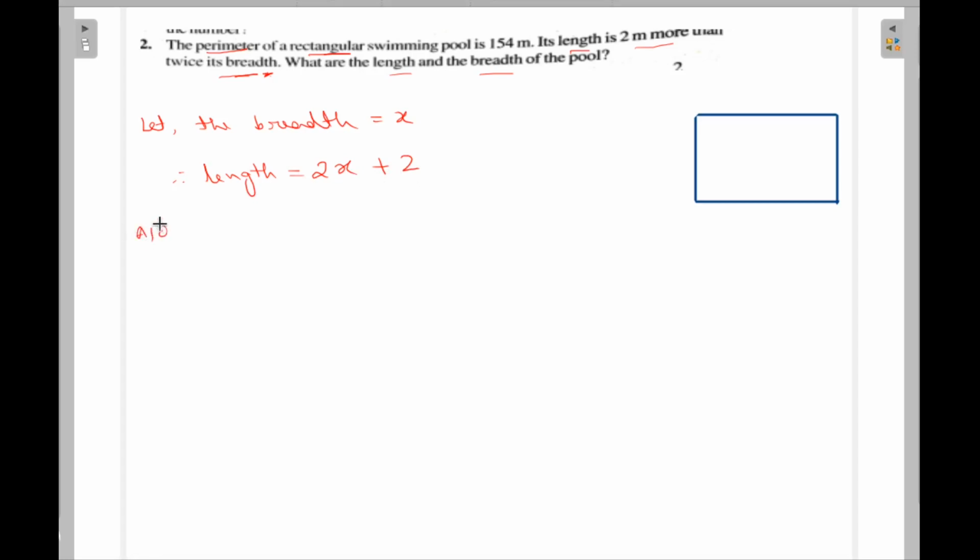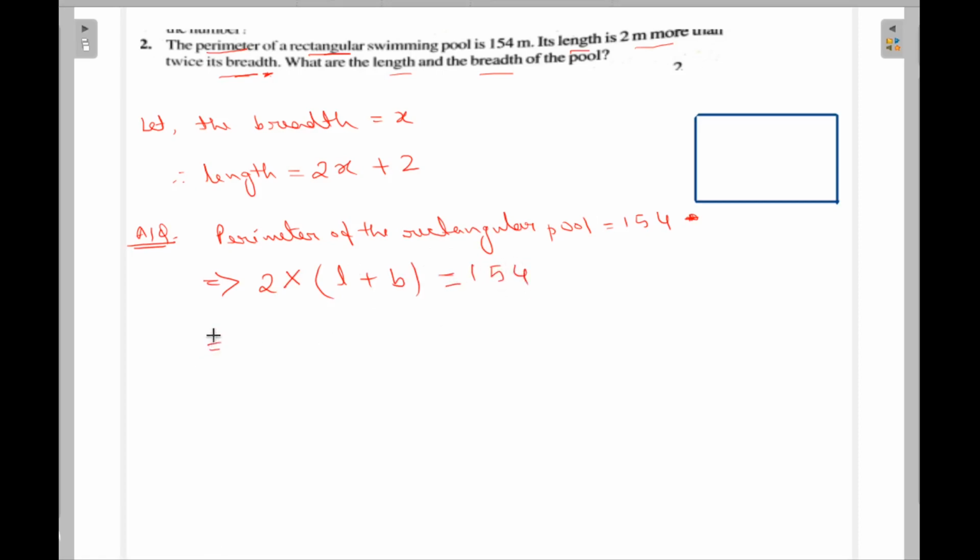Now according to the question, length and breadth we have got. Now according to the question, perimeter of the rectangular pool equals 154 meter. We will avoid writing meter over here, otherwise you will get confused. We will write it in the answer directly. Now, perimeter of a rectangular pool, how to write the formula for it? 2 multiplied by length plus breadth. Yes, this is the formula for the perimeter of a rectangular shape.